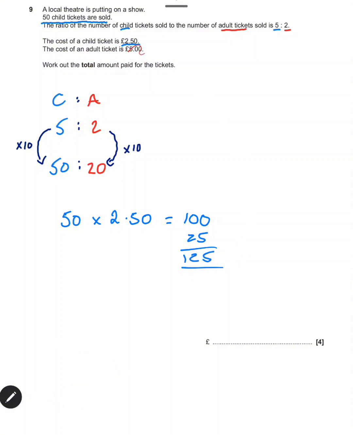We'll do the same thing for the adults. Adults cost £5. So there's 20 adult tickets. They cost £5 each. All we've got to do is 5 lots of 20, which is 100. We can now do the total cost. We've got £125 for the child tickets, £100 for the adults. Add these together, you get £225.